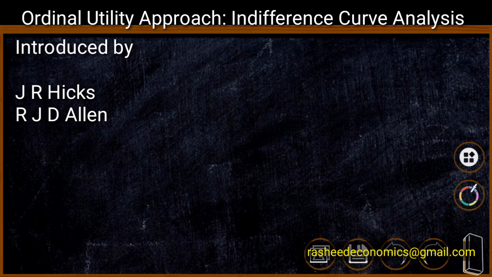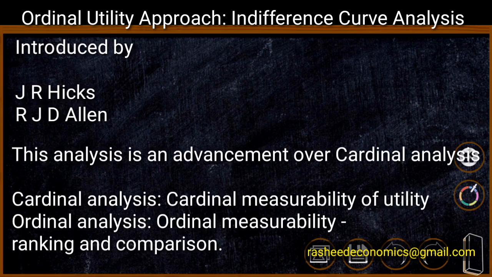This approach is an advancement over cardinal analysis because cardinal analysis assumed the utility of a consumer can be measured using numbers like 1, 2, 3, 4, etc. But here the analysis is based on ordinal measurability of utility, that is, utility of a product cannot be measured using numbers but can be compared or ranked. On the basis of ordinal preference, we can rank them as first, second, third, etc.